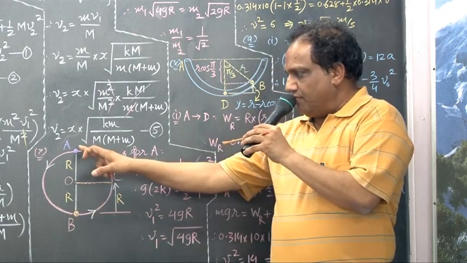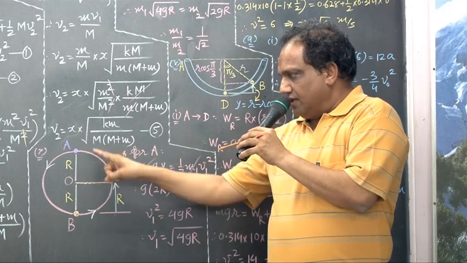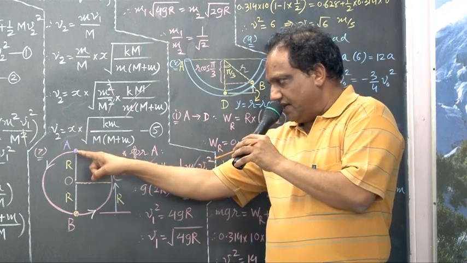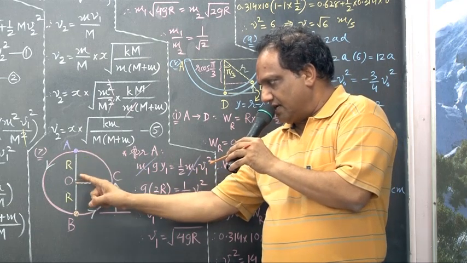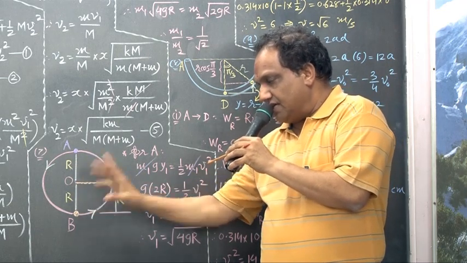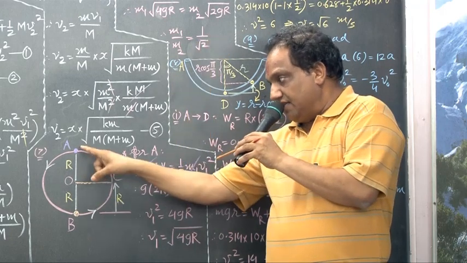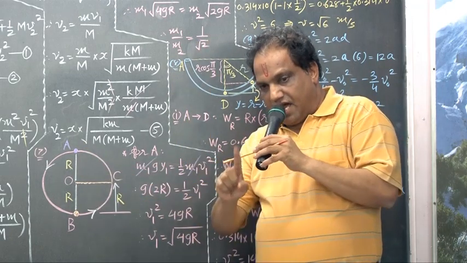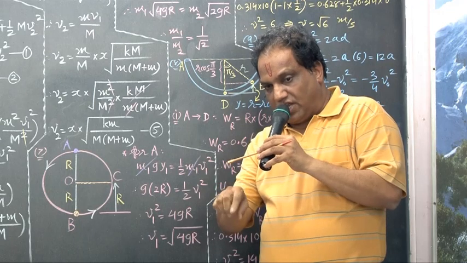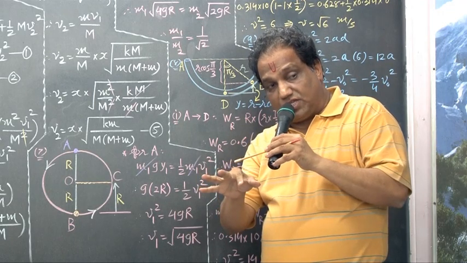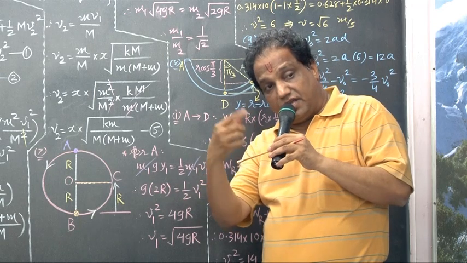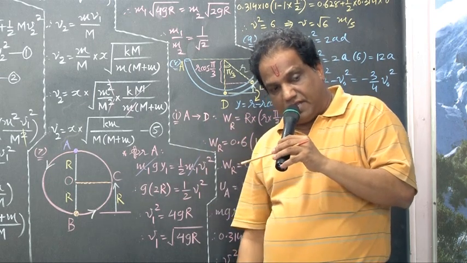By the time it comes from position A to position B, the height of that bead decreases by r plus r. This is radius, correct? This also is radius. R plus r, that is by amount 2r. Height is decreasing means there is loss in potential energy. Then what happens to that loss in potential energy? It is getting converted into increasing kinetic energy.